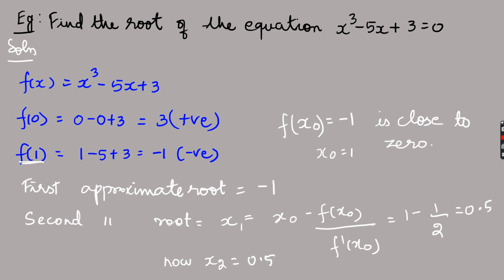So if you see here, f of x naught gives you -1, which is x naught here is 1. This is closer to 0 than 3. So if you see, -1 is closer to 0 than 3, obviously. So my first x naught value will be that particular x which gives me -1. So that x naught is 1. So that is the first approximate root.